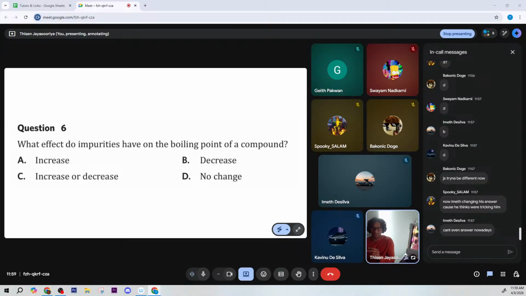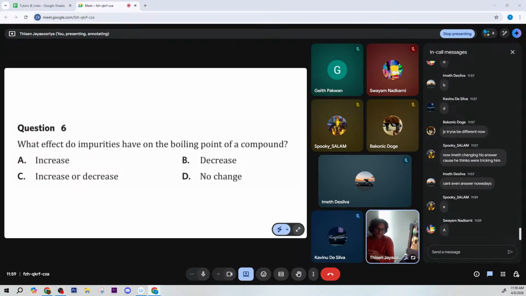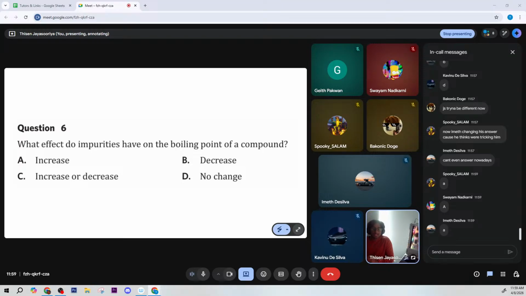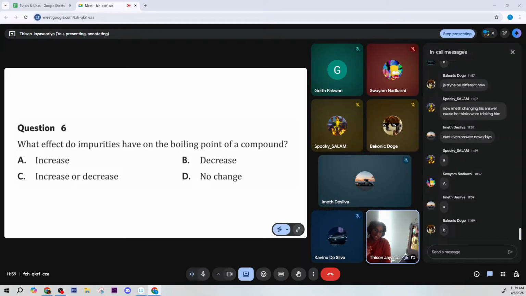But have a go at this question. Is it A, B, C, or D? So A. Yeah, basically given the answer away. So I want you guys to remember that though. For the melting point, it decreases as it becomes impure. If we have an impure compound and we're measuring boiling point, the temperature actually increases.